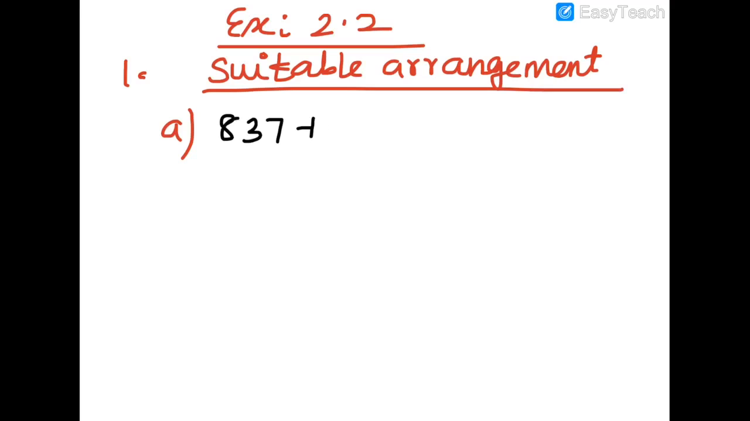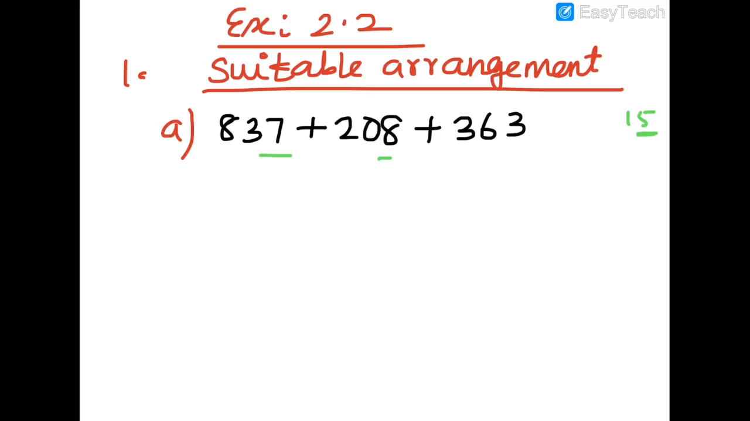837 plus 208 plus 363. In what way can we rearrange these numbers so that we can add them easily? First, we have to look at the unit digits. Here 7, here 8. Any two unit digits we can add first. 7 plus 8 is 15, that means 5, so there is no 0 ending digit.